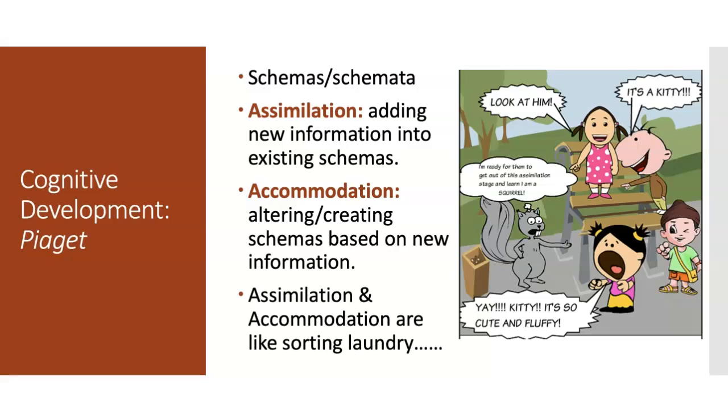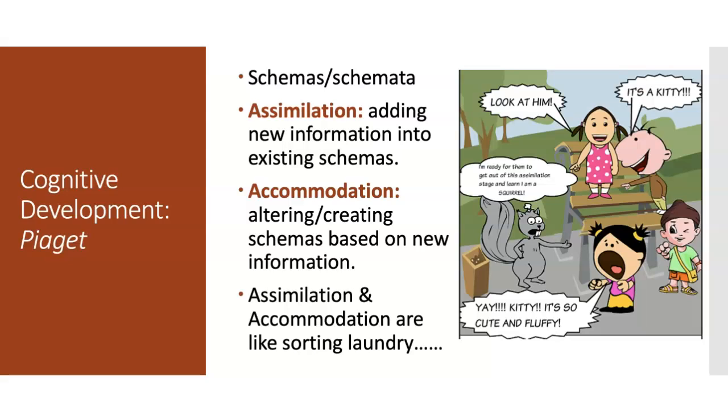You can kind of think of this like sorting laundry. So you've got your pile of laundry, you pick up an item, and let's say it's a pair of socks. You start a pile for a pair of socks. You create this schema. Then you pull out a t-shirt. Well, that doesn't fit into the socks pile, doesn't fit into that schema, so you create a new one. You start a new pile.